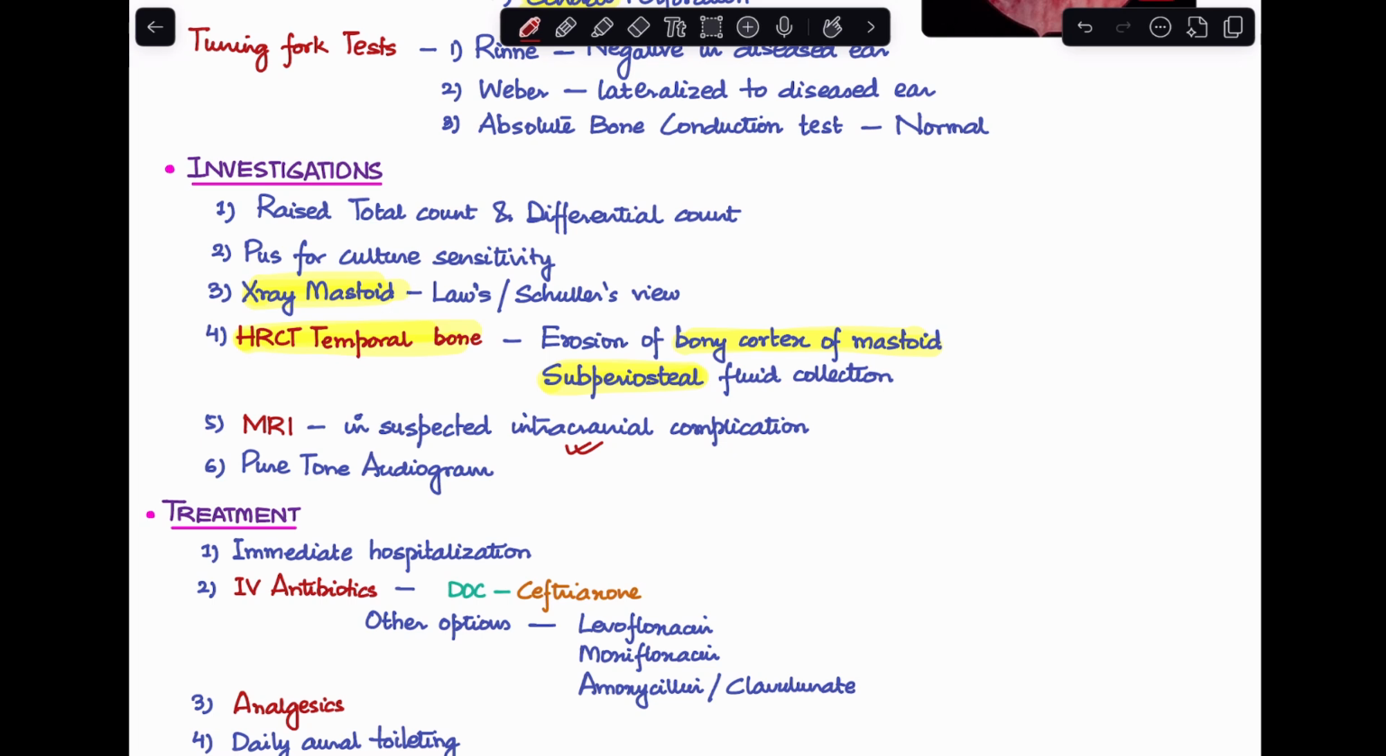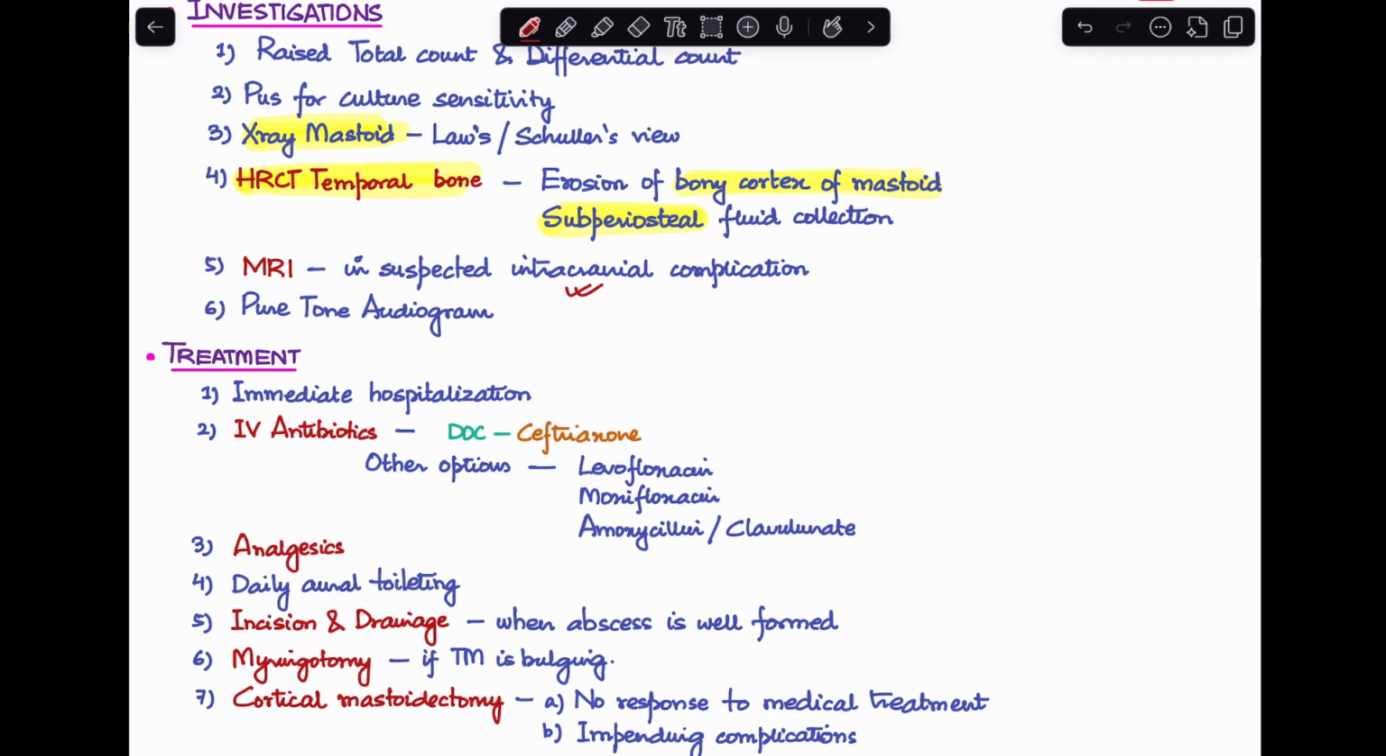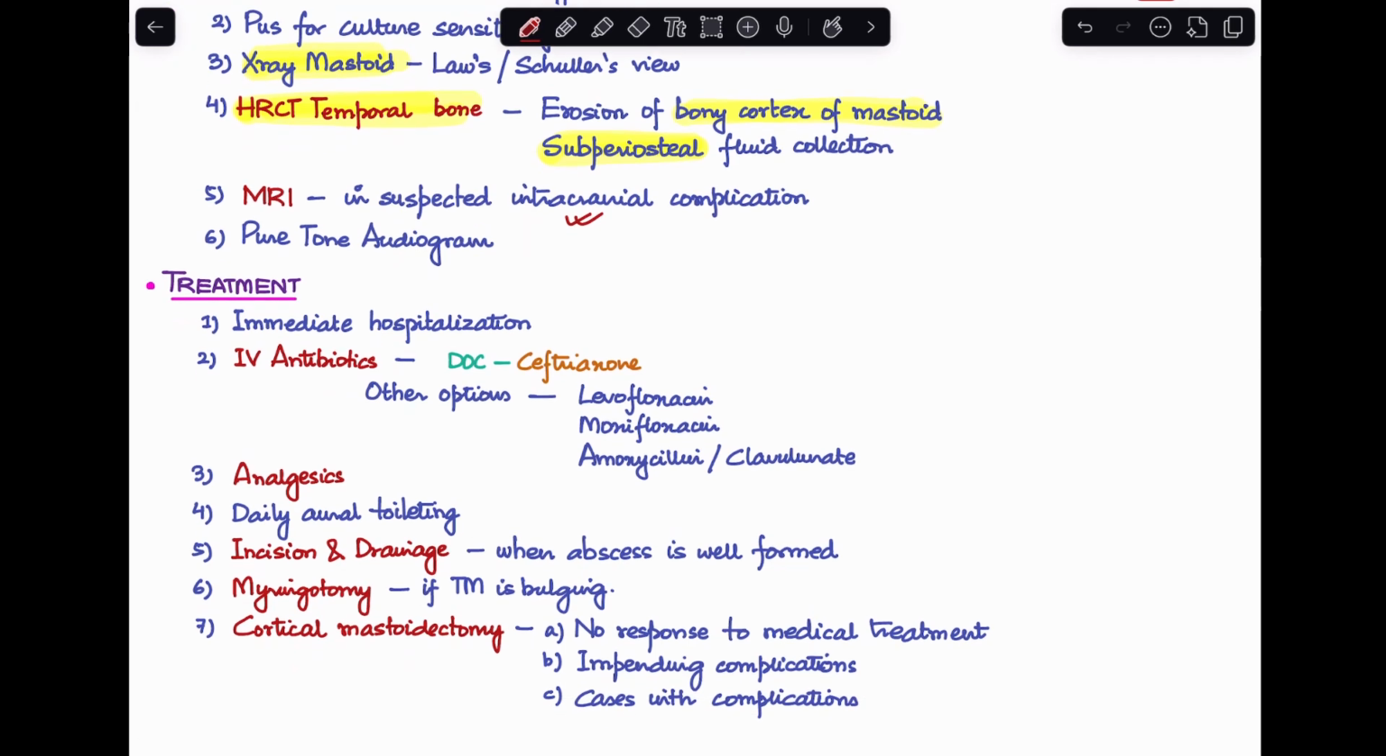Now, all cases of postauricular abscess have to be treated with, first of all, immediate hospitalization. After that, you start them on IV antibiotics. Drug of choice over here is ceftriaxone. Other options include levofloxacin, moxifloxacin, amoxicillin and clavulanate, etc. Also, you start the patients on analgesics. Usually, you can give injectable acetaminophen. Daily oral dilating is performed.